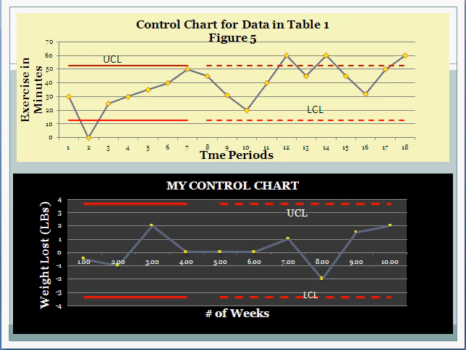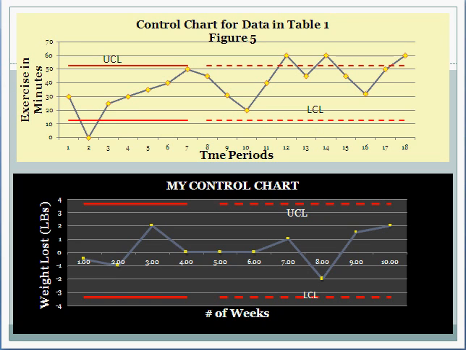Otherwise, as far as post-intervention data is concerned, for this particular person, they have mostly crossed the upper control limit, which in this case is a good thing since it represents the minutes they have spent on exercise. So for the most part, they have crossed the upper control limit, which is always a good thing, meaning they have been spending more time exercising.